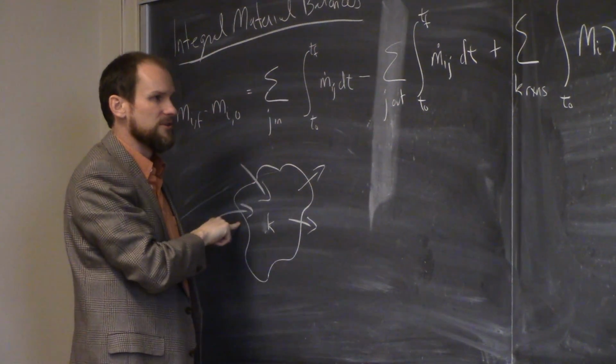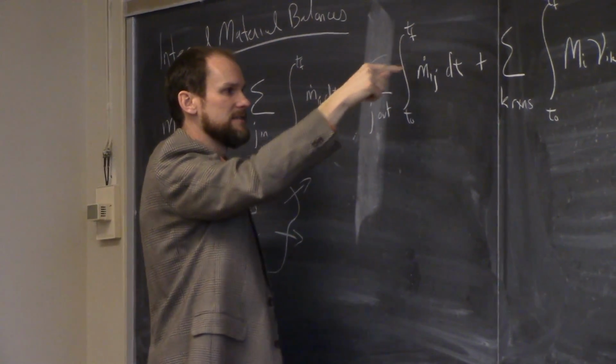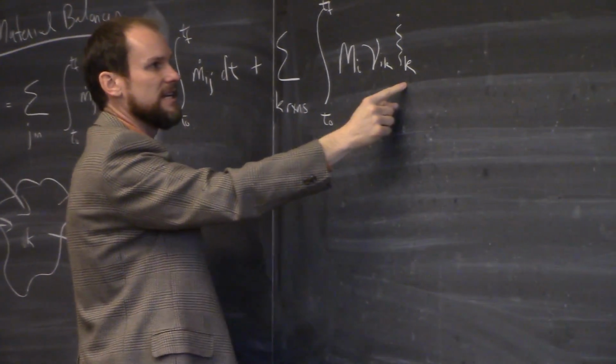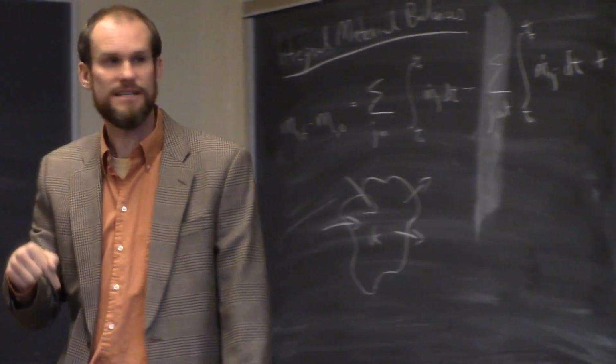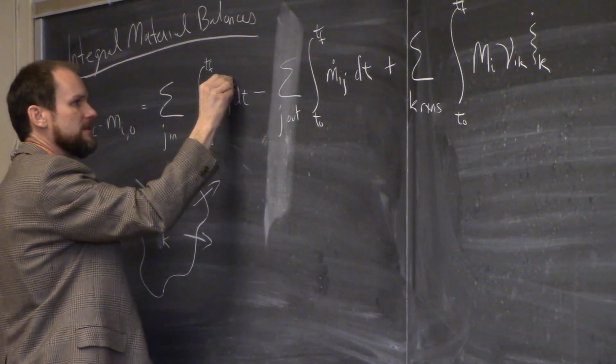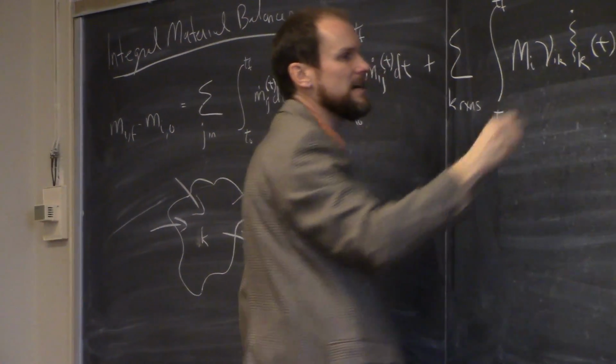We can sum over all the streams in, same thing with the streams out. We can integrate from the beginning to the end of time, and then sum over all the streams out. And then for each reaction K, we use this extent of reaction, ξ dot. All of these can be functions of time, right? This is a function of time. That's a function of time. That's a function of time.